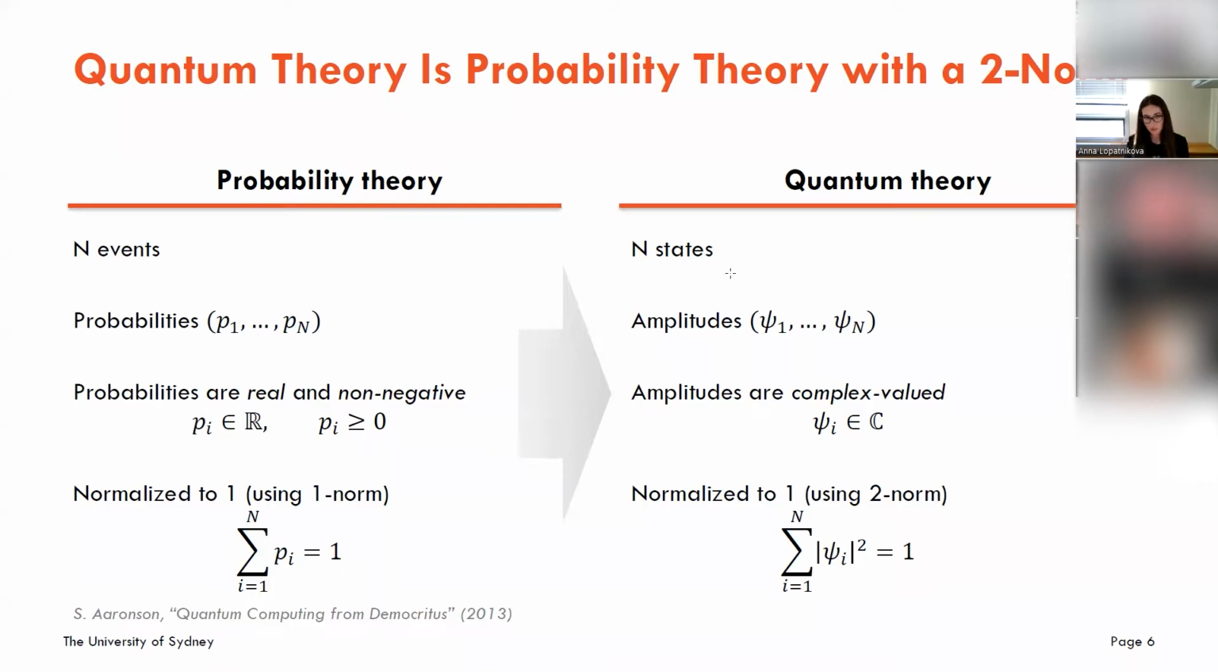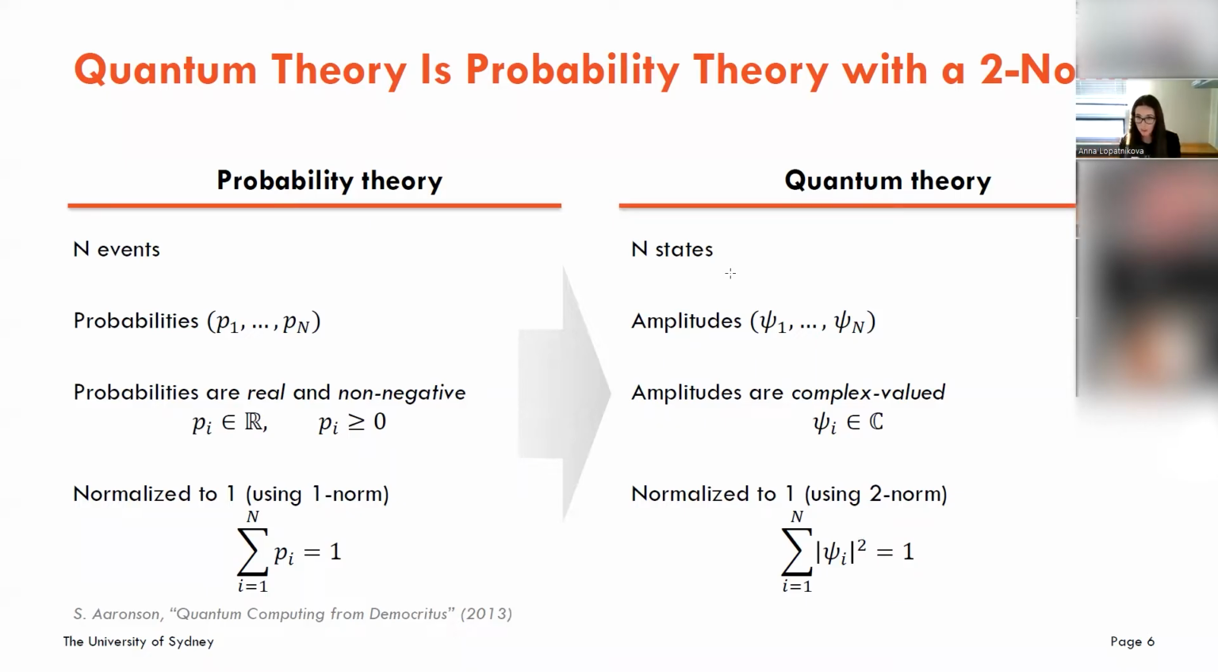So we have a system that can have some kind of n events. And for each of these events, we have an assigned probability from P1 to Pn. These probabilities have to be real and non-negative, right? And they're normalized to 1 using the so-called 1 norm, meaning that the probability is raised to the first power before it's summed up. So this is the norm, and they all sum up to 1. This is our classical probability.